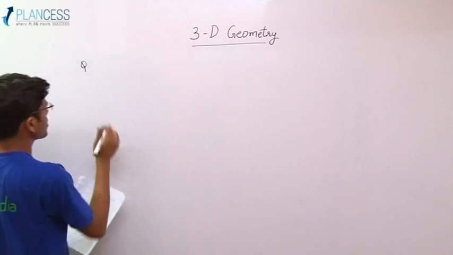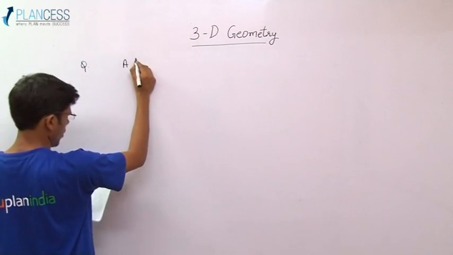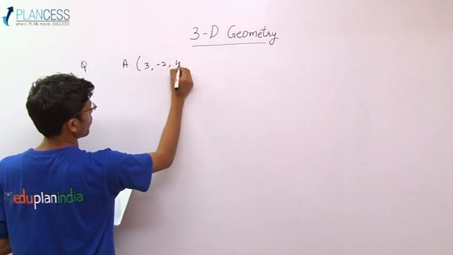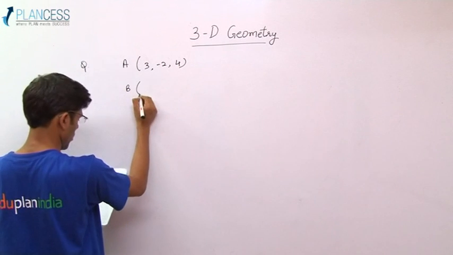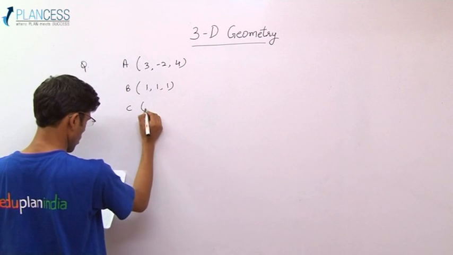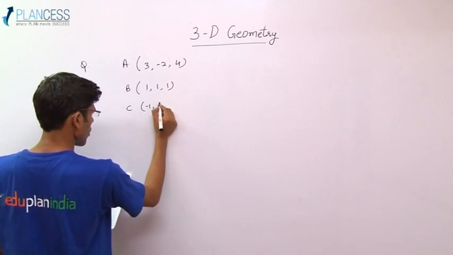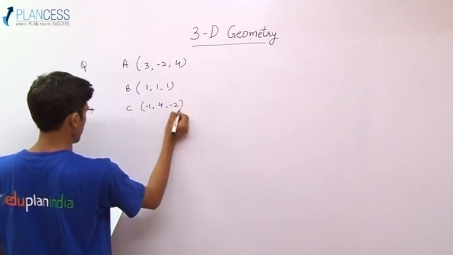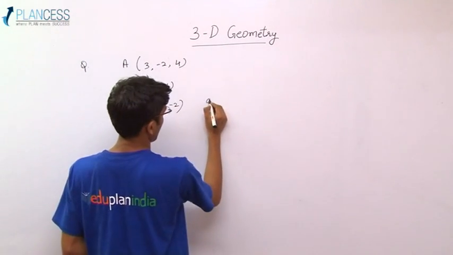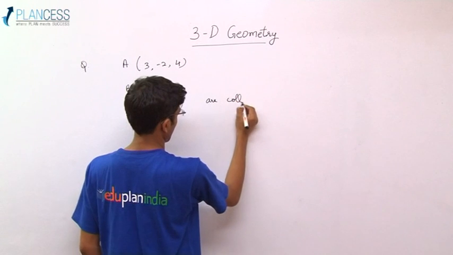We have to show that these 3 points, point A, which is given by (3, -2, 4), B, which is given by (1, 1, 1), and C, (-1, 4, -2), are collinear.